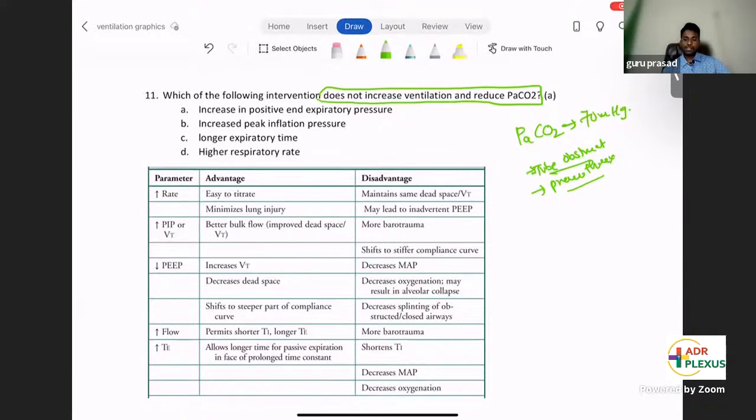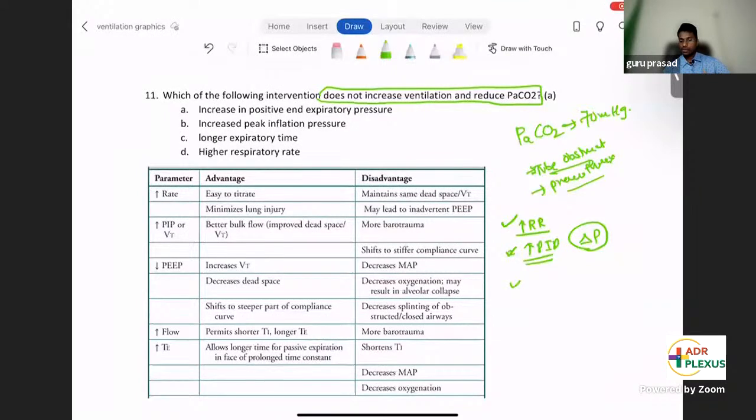So what are the ways by which you can increase the ventilation? First I will tell the theory, then I will tell you the answer. One thing is increasing the respiratory rate. Whenever you increase the respiratory rate, more tidal volume will be generated and more ventilation will happen. Second is increasing the PIP. Basically, by increasing the PIP, you increase the delta P, the difference between the PIP and PEEP, so more tidal volume is generated because of the delta P. This is the second thing.